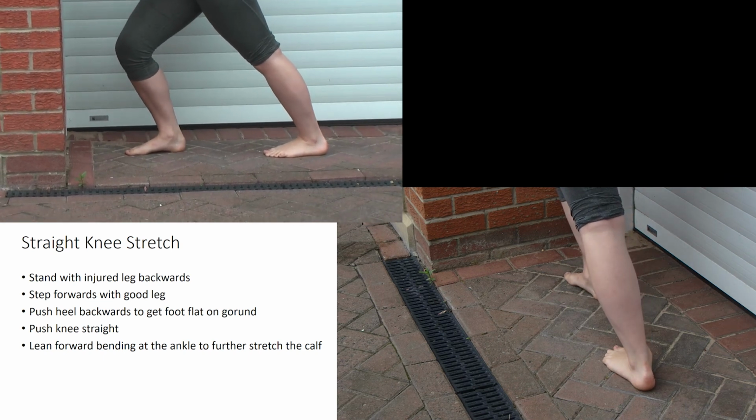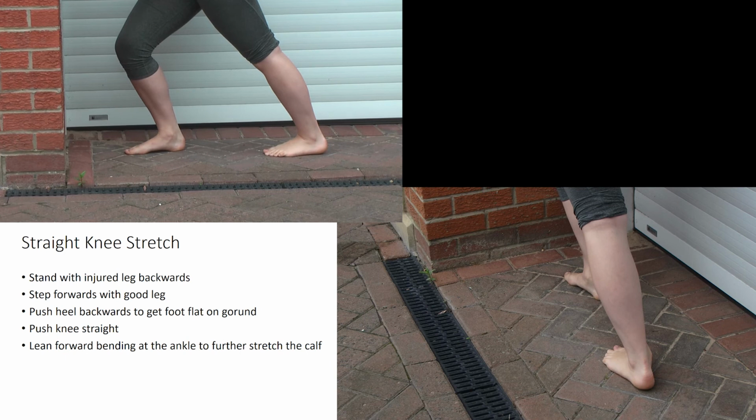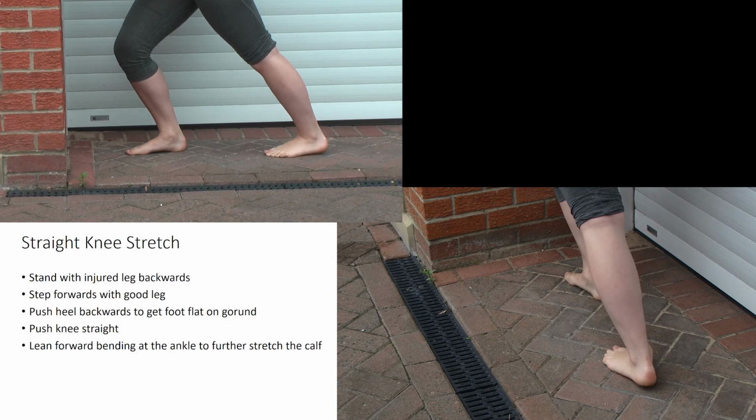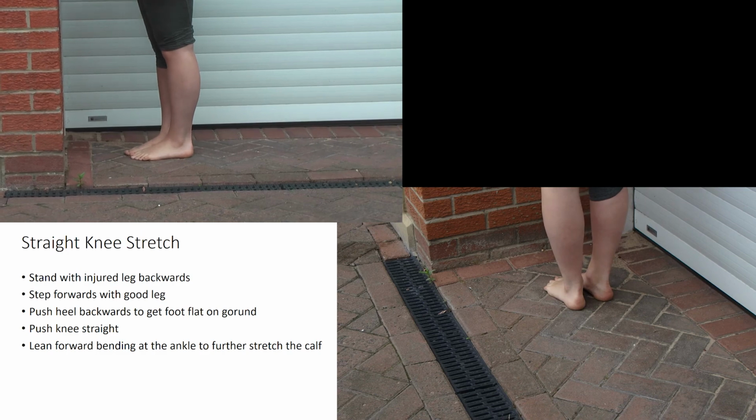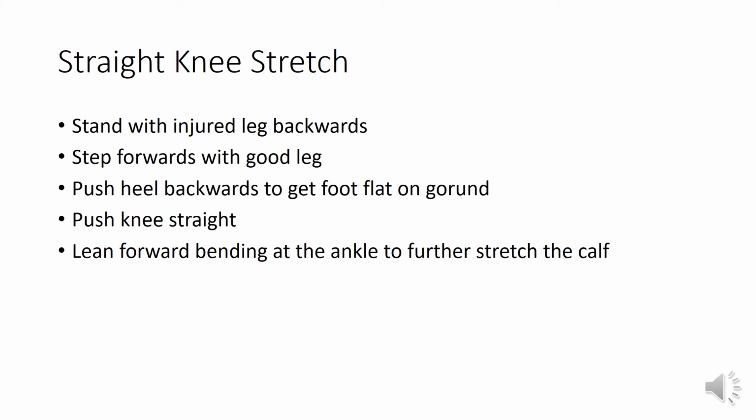Push the heel backwards on your injured leg to get the foot flat on the ground and straighten the knee, at the same time leaning forward, bending at the ankle to further stretch the calf. As before, hold the stretch for 20 seconds and then push a bit further as the muscle tightness relaxes. Again, do not do this beyond pain, but allow to do it within the confines of your discomfort.